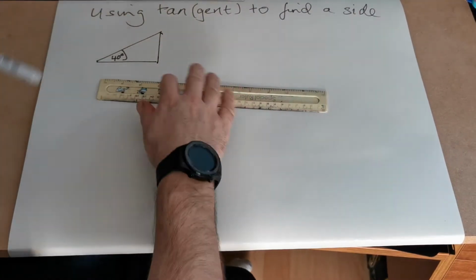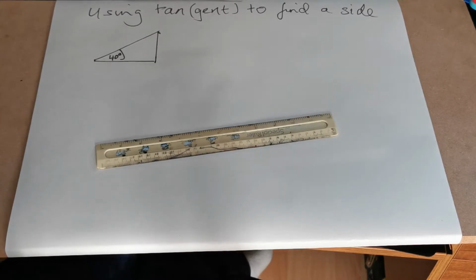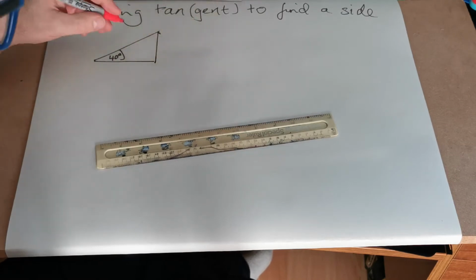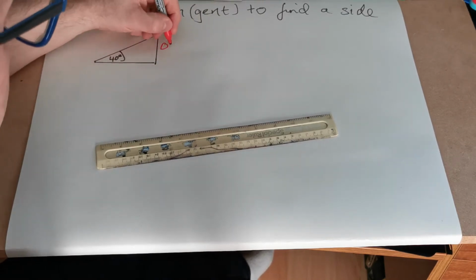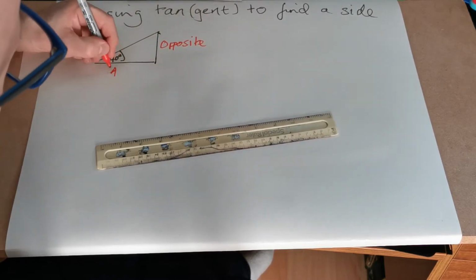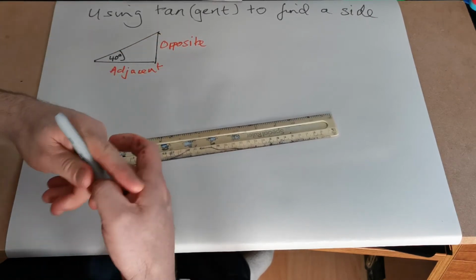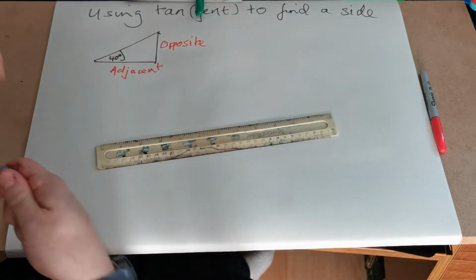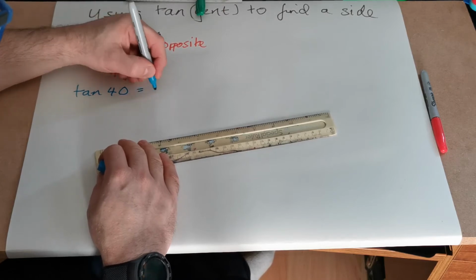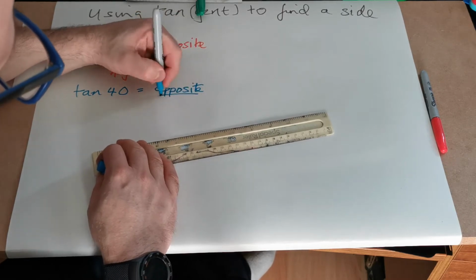Hi guys, today we're going to look at the tangent, or tan on your calculator, to find a side. When we're looking at tan, the tan of an angle is defined as the opposite, so it involves the opposite and the adjacent. So tan 40 in this case is equal to opposite divided by adjacent.